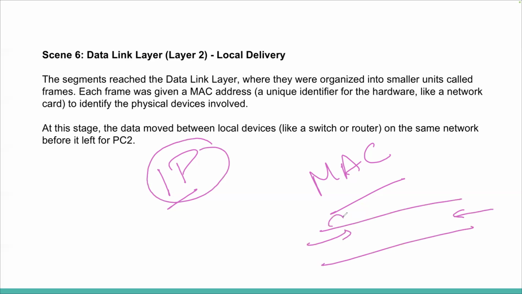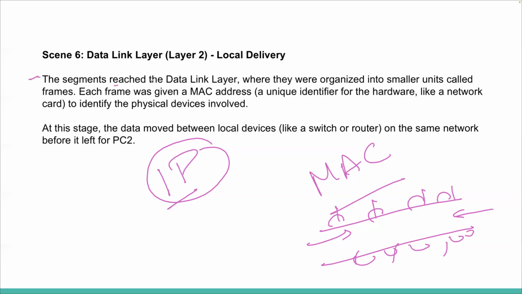In that street, which device I want to send traffic to, I can have 10-15 devices. That will be decided by the MAC address. So using an IP address, a packet can come all the way to your network. In that network, I may have thousands of PCs. To which PC do I have to send? I use the MAC address.